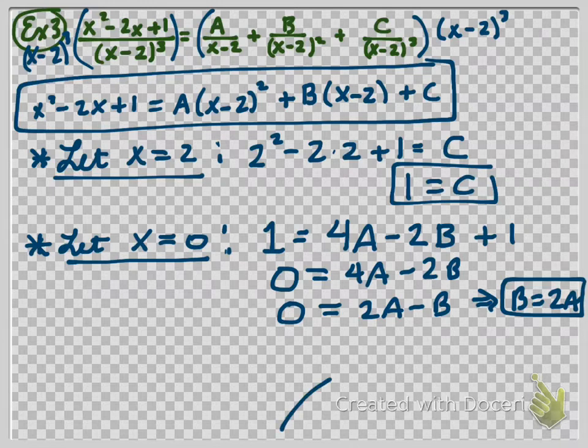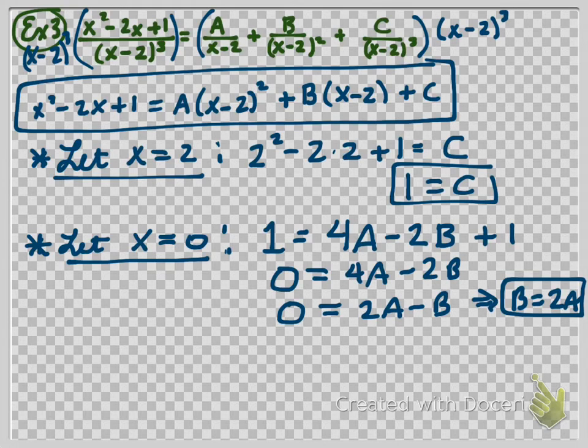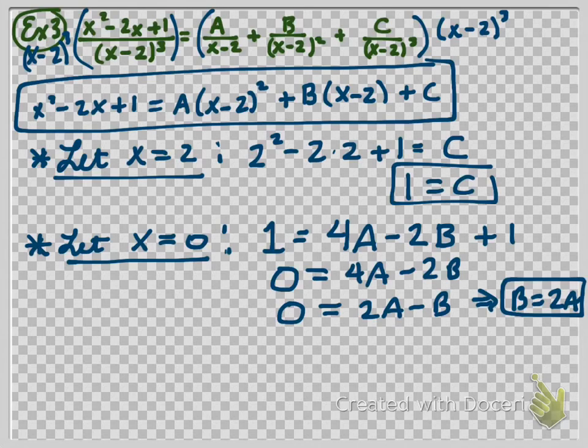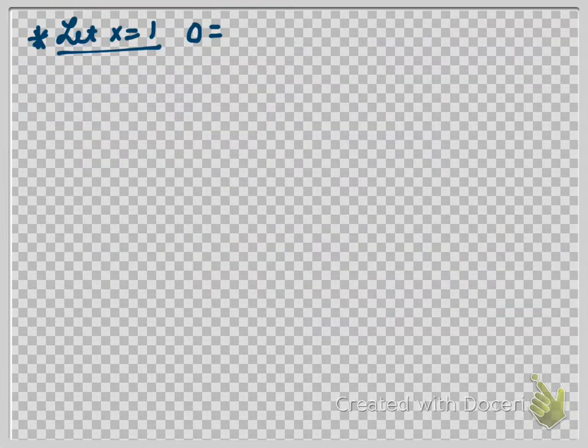I'm going to go to a new screen here, and y'all are going to have to keep me posted on what we already did. What's your next favorite choice in numbers? 1. So let's go with 1. Let x equal 1. If I plug 1 into the left, 1 minus 2 would be negative 1, plus 1 is 0. So that gives us 0 equals, and we are plugging 1 into x minus 2. Negative 1 squared is 1, so that gives me a. And then plugging it into x minus 2 again, it's minus b plus 1.